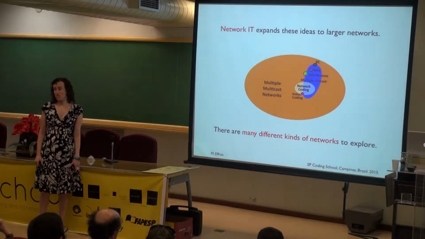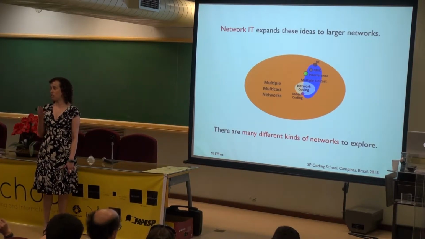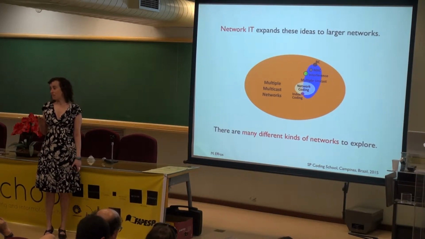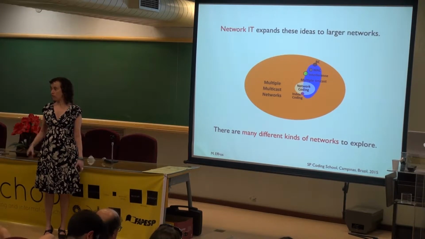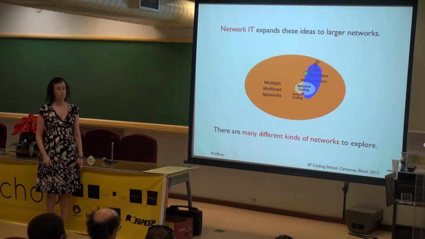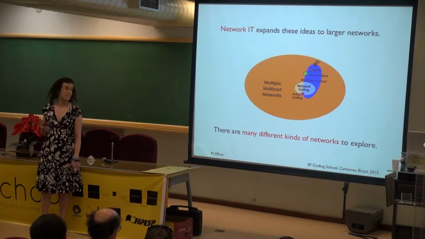Since then, we've tried to think about networks with more communicators. Obviously, there aren't very many 2-node networks in the world, and so we'd like to understand what information theory can say about larger networks. And there are many possible models that you can consider, and I'll come back to this picture again and again, but these are just a few examples of the kinds of networks that you might consider.